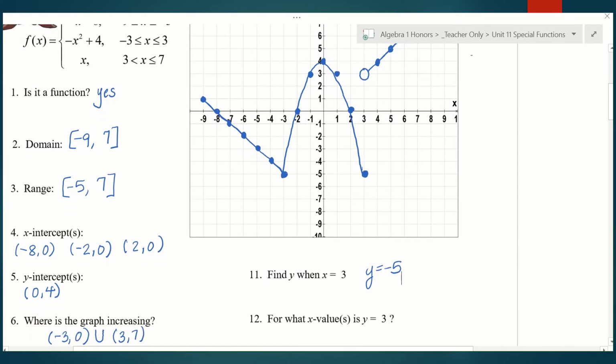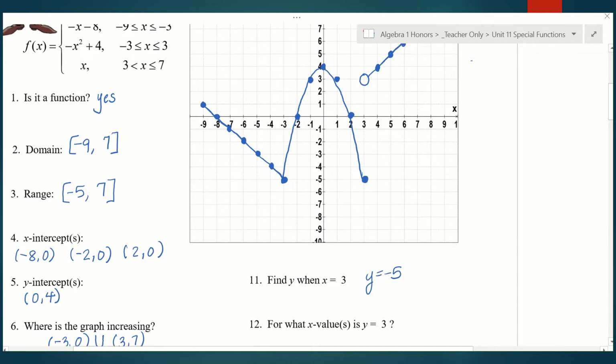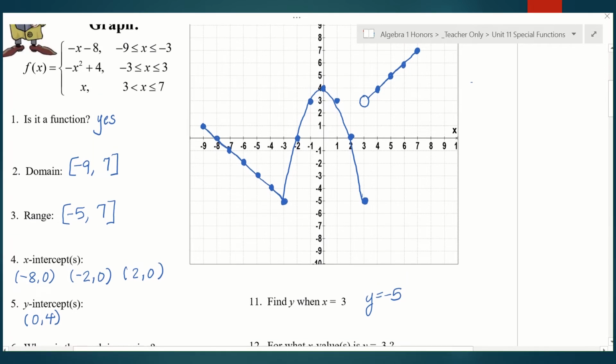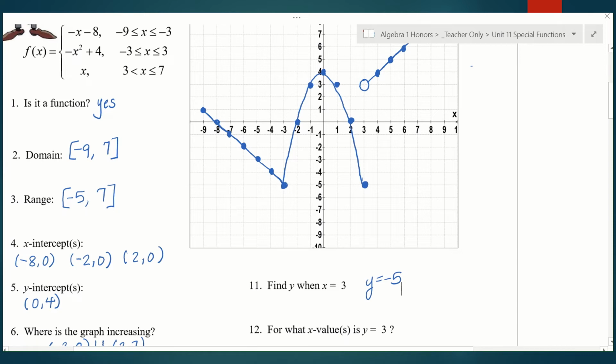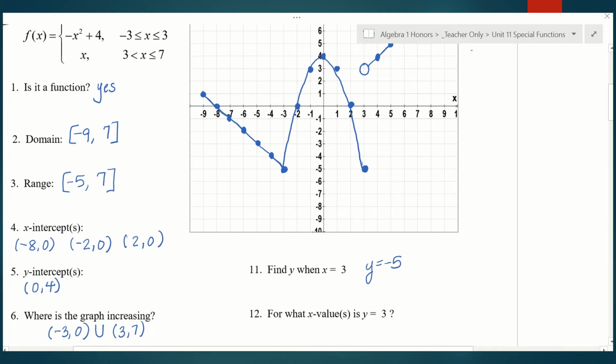Okay, number 12, for what x values is y equal to 3? So on this graph, what points have y coordinates that are 3? And I see 2 of them. I see when x is equal to 1, y is 3, and I see when x is equal to -1, y is 3. So we can use those 2 for our answers.